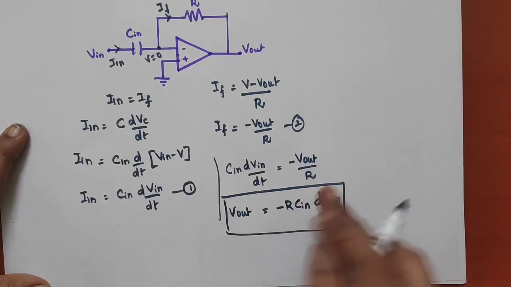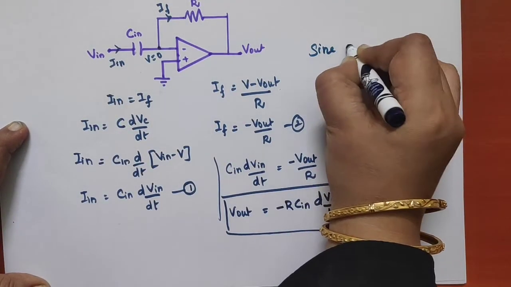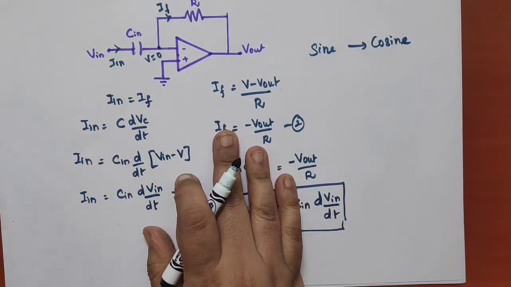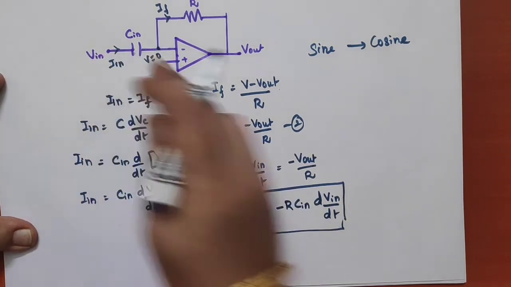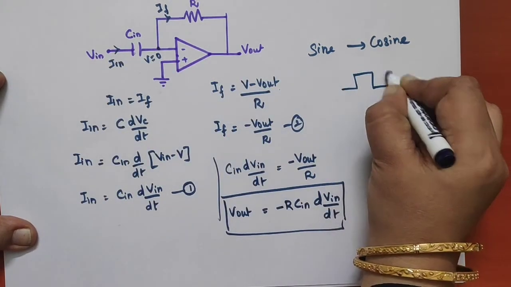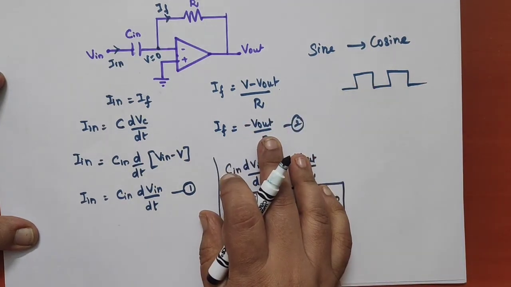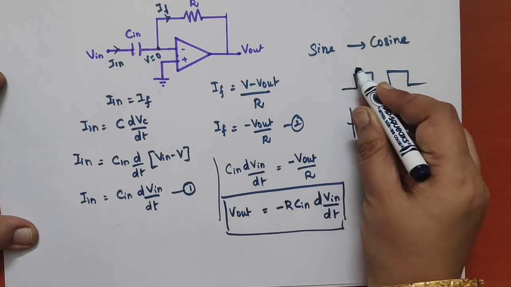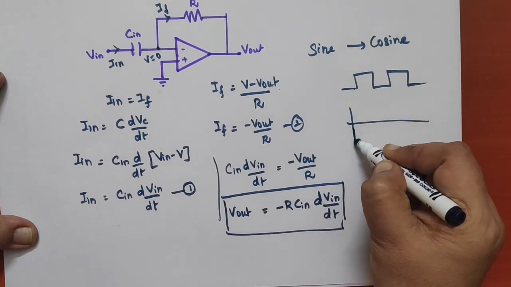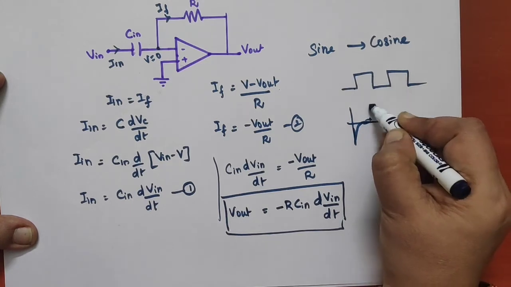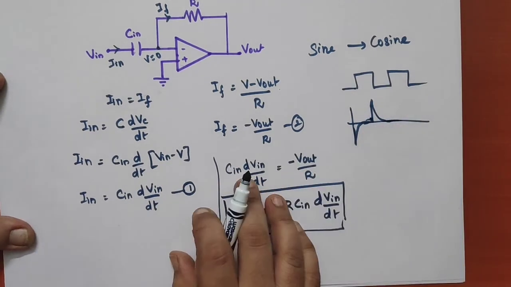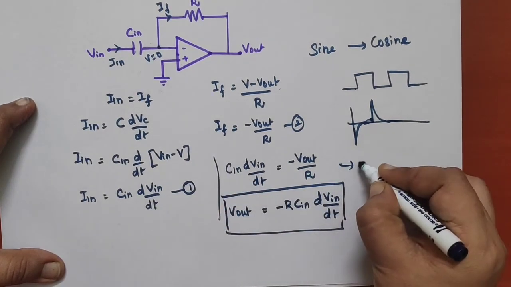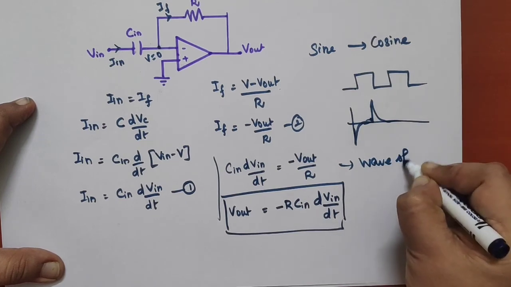Okay. If we give sine wave to the differentiator, we will get cosine wave signal. If we give the square wave to the differentiator, at the output we will get the spikes. So, since it is the positive voltage, we will get the negative spikes, and at the negative we will get the positive spikes.